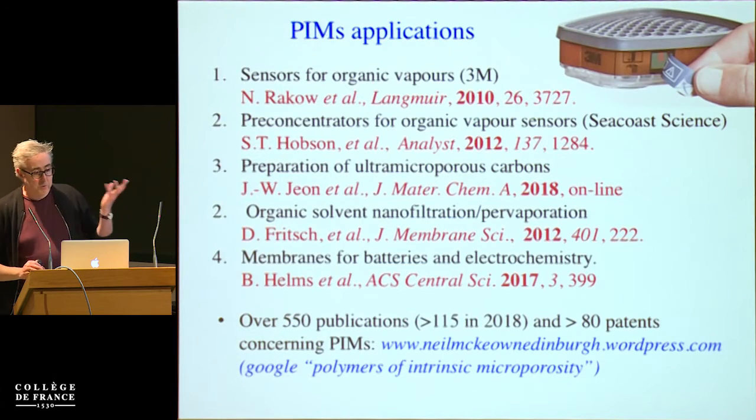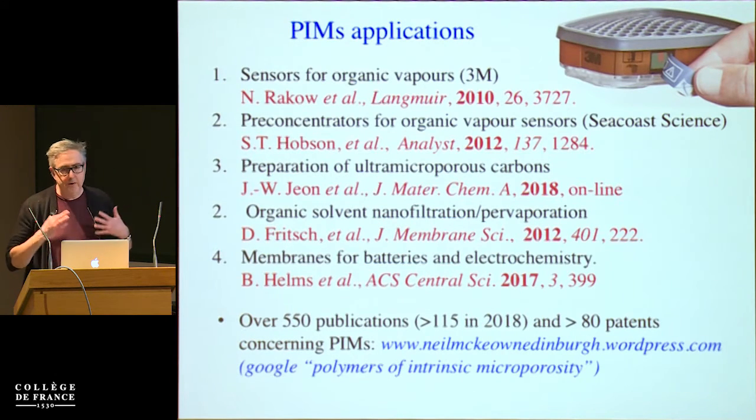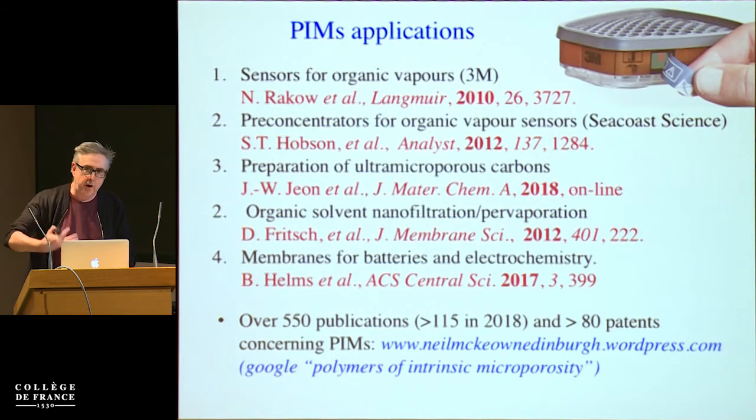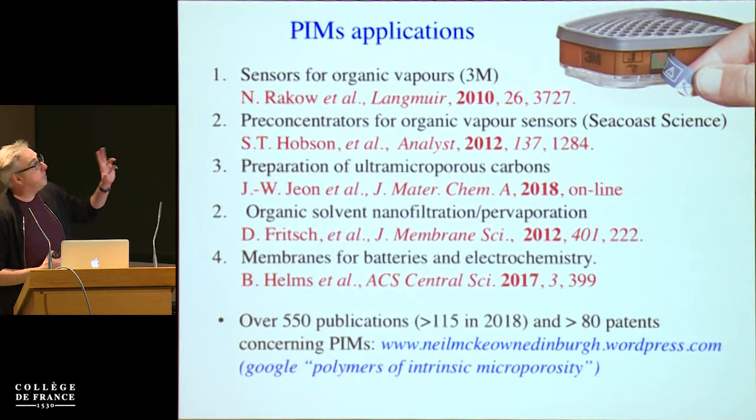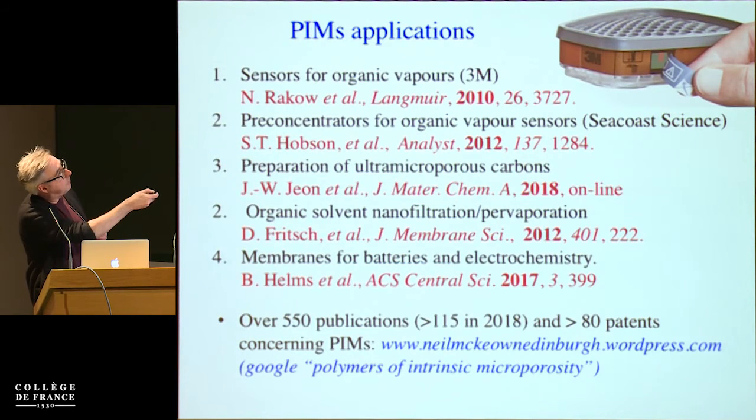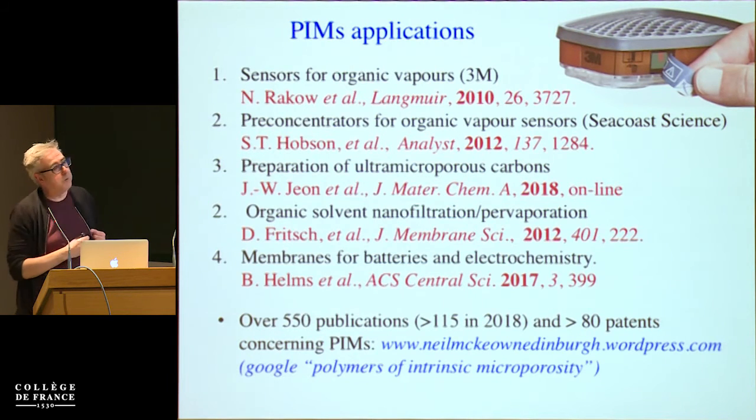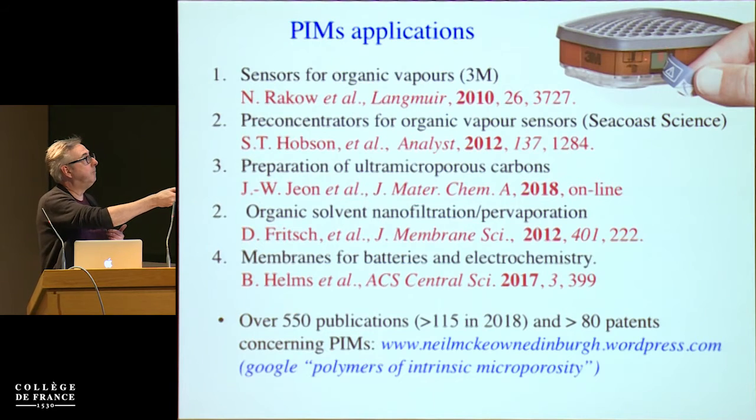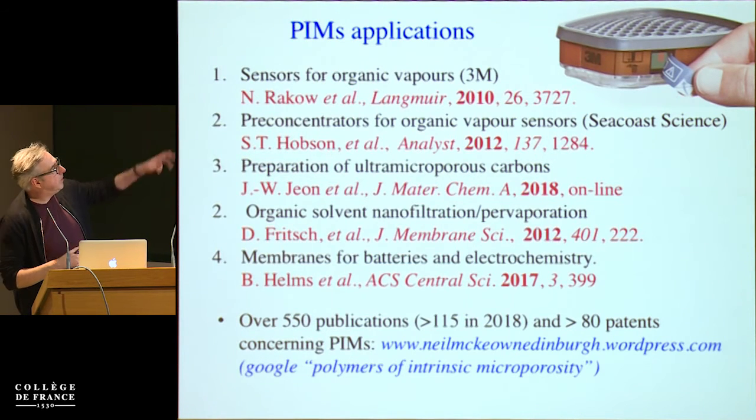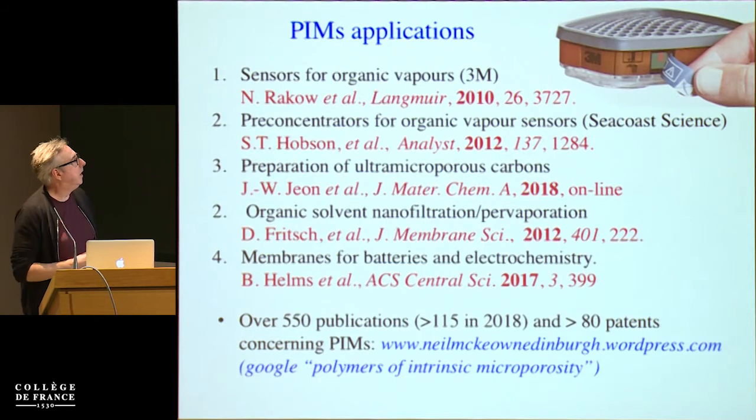So just to conclude the PIMs part of the talk, we've been using gas permeability as the way to drive the design of the polymers, but other people have been doing other things with PIMs. There's a commercial sensor for organic vapors, which has been developed by 3M. And you can buy this on their respirators. Basically, it adsorbs organic vapors, and as it does so, it changes color. And basically, when this little red strip gets to the other side, you chuck away your respirator. There's all sorts of other different applications that other groups are looking at.